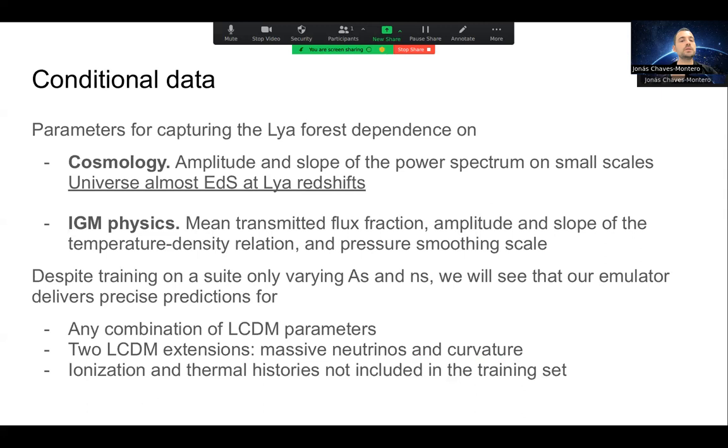And for the IGM physics, we use different parameters that allow us to capture, for example, the impact of pressure, the thermal broadening, and so on. Despite using only these two parameters for the cosmological dependence, and our simulations only varying the amplitude and the slope of the primordial power spectrum, we will see that our emulator delivers precise predictions for any combination of Lambda CDM parameters, for Lambda CDM extensions such as massive neutrinos and curvature, and for ionization and thermal histories not included in the training set.